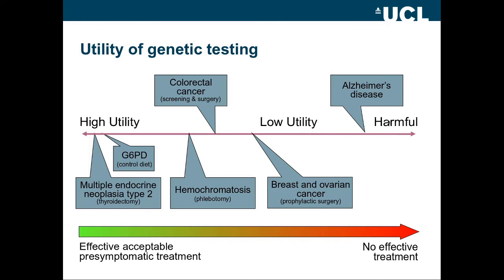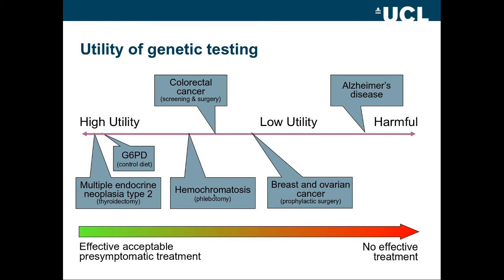At the opposite end, certain things like Alzheimer's disease, knowing that you have a mutation that is going to increase your chance of having Alzheimer's disease, may actually be a problem because there is no effective treatment. And therefore, people can be in a condition where they're expecting the worst to happen.